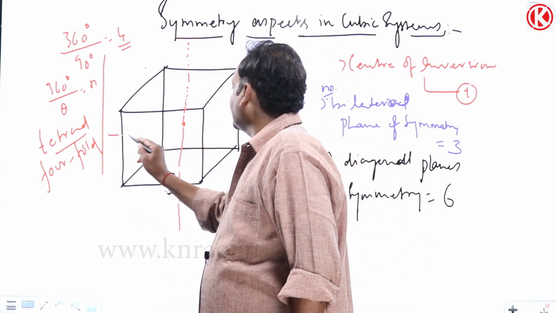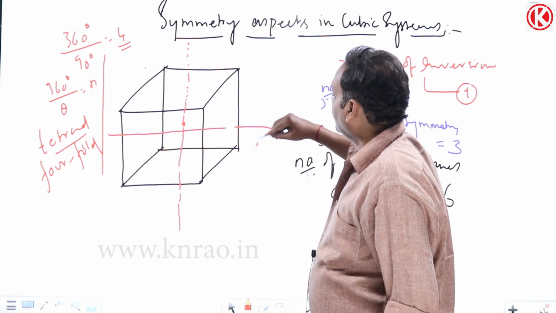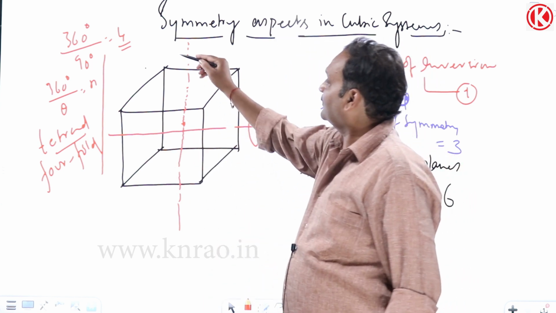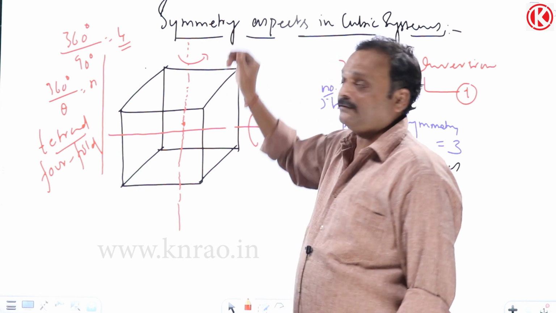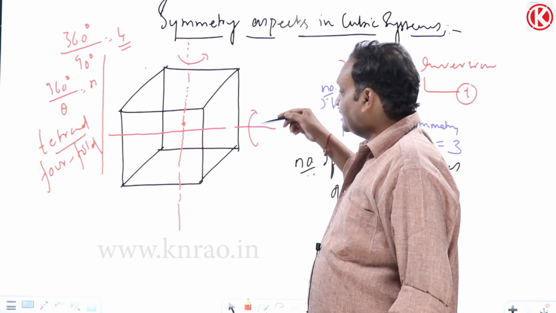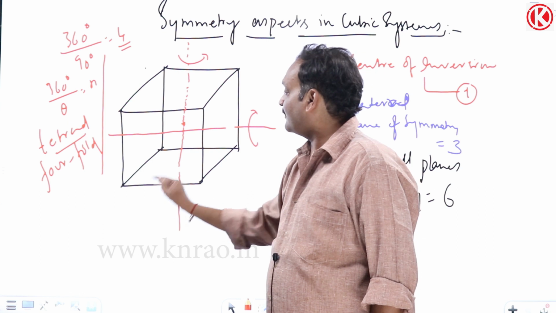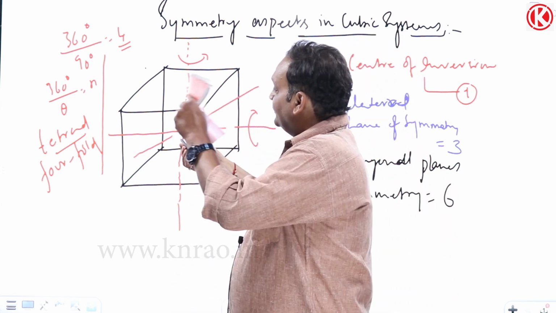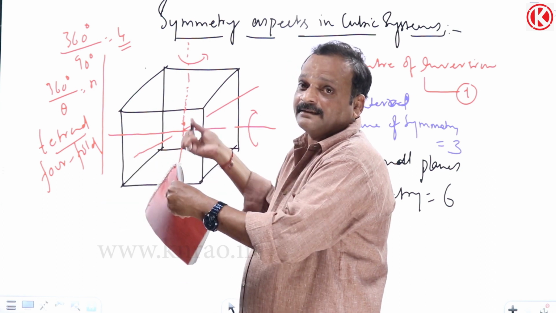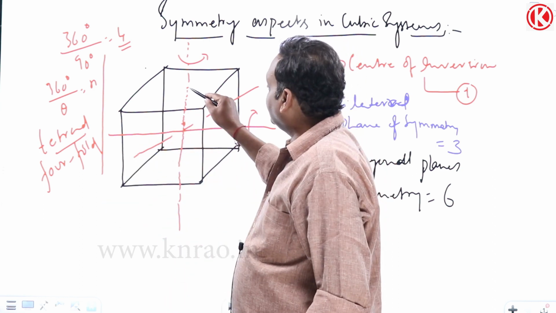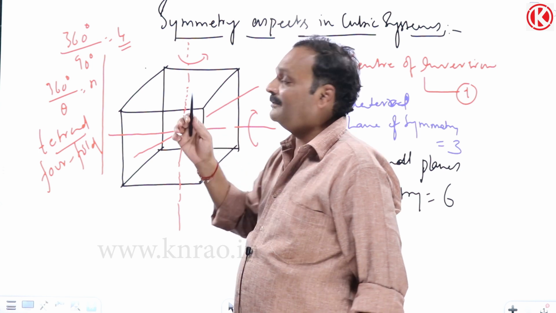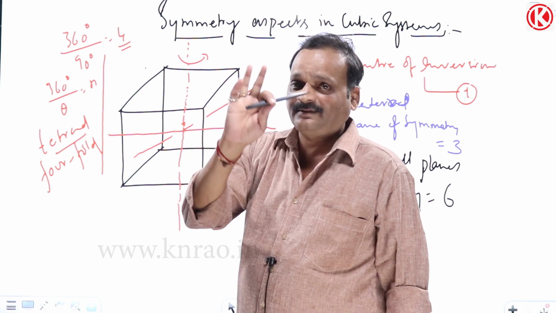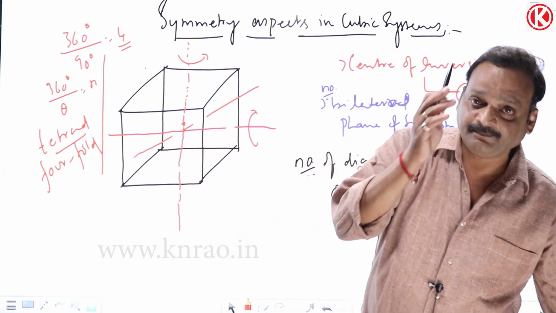A tetrad axis can be like this also. You can rotate the cube like this, and like this. Each time through 90 degrees, 4 times. And one more, from the front axis also, it is like this. About this axis also you can rotate the cube, every time 90 degrees, 4 times. So this one, this one, this one. Totally, how many tetrad axes are there in the cube? 3 tetrad axes are there. That number is important to us.